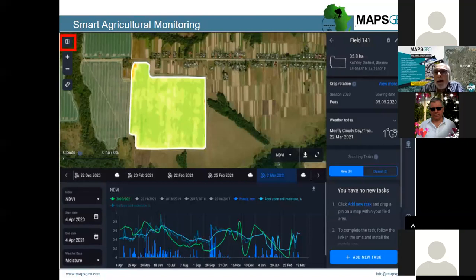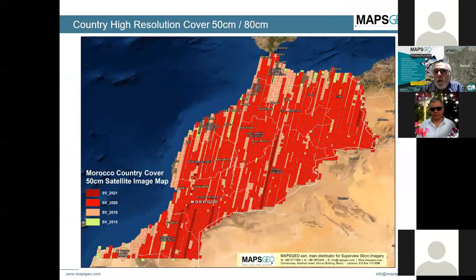Among the solutions that MapsGEO is offering now is to help countries have a full country cover. If you want to collect imagery, for a small area of 25 square kilometers, it will cost you around $500. So imagine a country like Nigeria, which is 1 million square kilometers. Imagine if we multiply by 25, you see that this is not realistic.